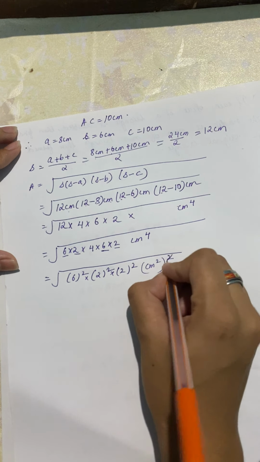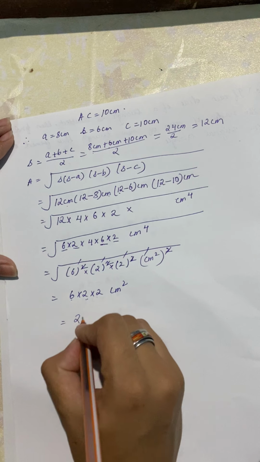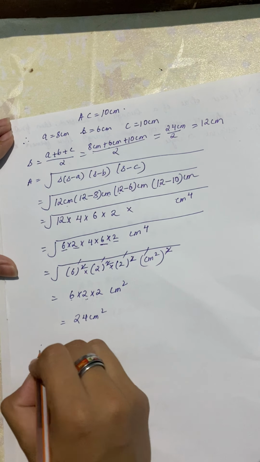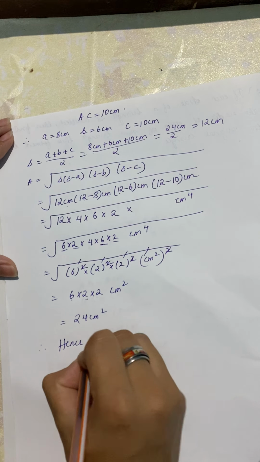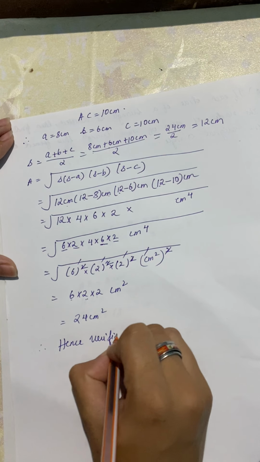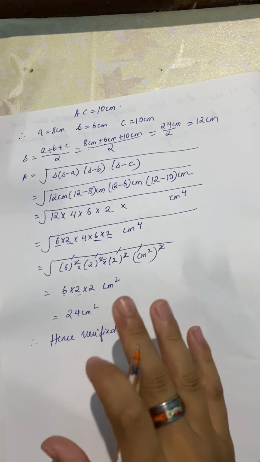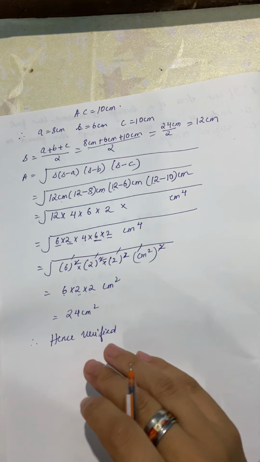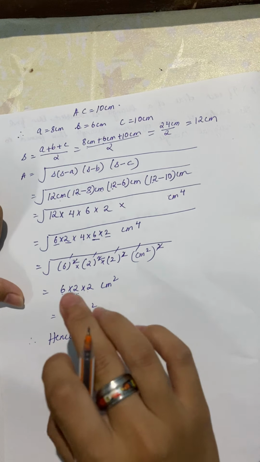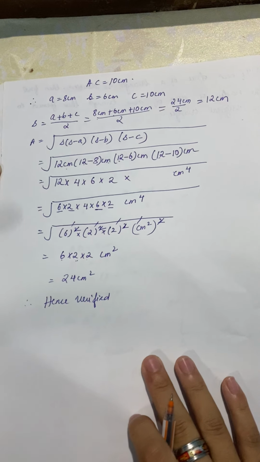So you can just keep cancelling all this with the square root. Now what are you left with? 6 into 2 into 2 centimeter square. Now you look, 6 into 2, 12. 12 into 2 equal to 24 centimeter square. Therefore, hence verified. We have verified that when we use Heron's formula, we got that the area of the triangle is 24 centimeter square. So this is the answer.